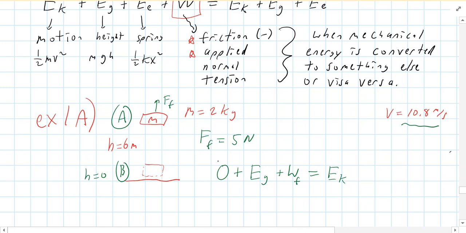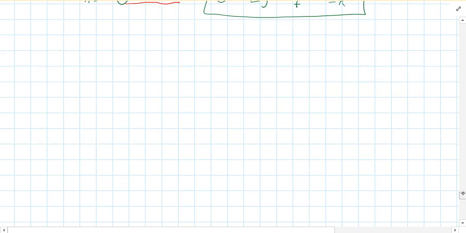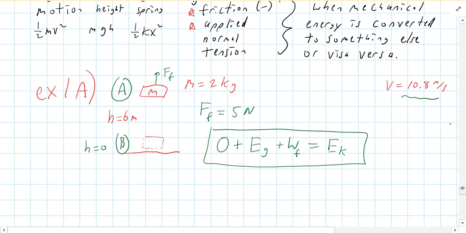So there's our equation. On your worksheet, you're going to see 3 boxes. That's what you're going to put in the first box. In the second box, you're going to sub in the equations for each of those. So EG is mgh. The work done by friction will be minus, because friction is acting against the book, and the equation is force of friction times delta x.